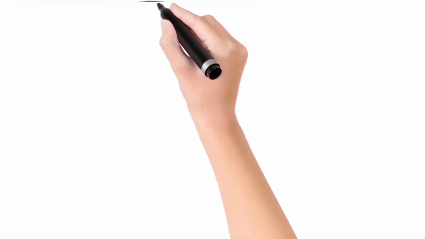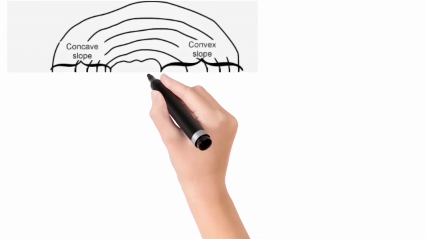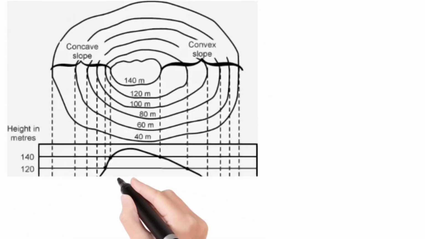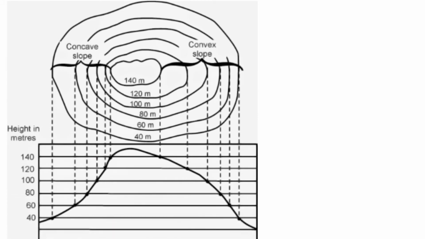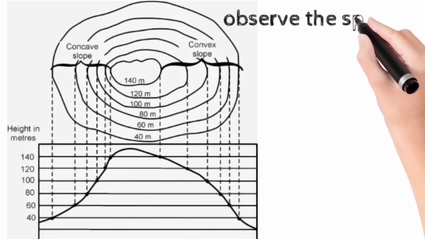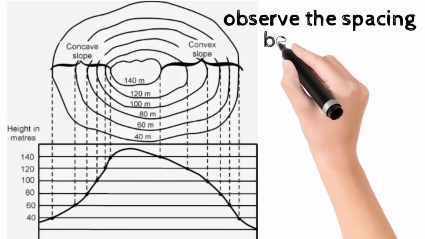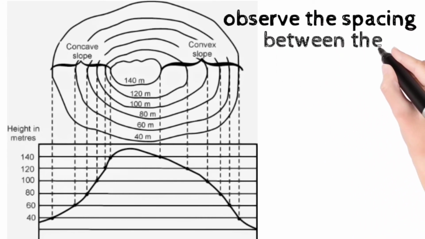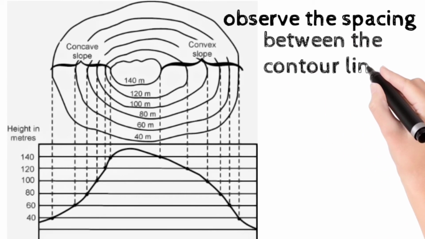Now, depending upon the shape of the slope, there are two types, convex and concave. Convex looks like the ground bulges outward, where the slope is gentle in the upper part and steep in the lower part. Now, carefully observe the contour spacing for convex slope.